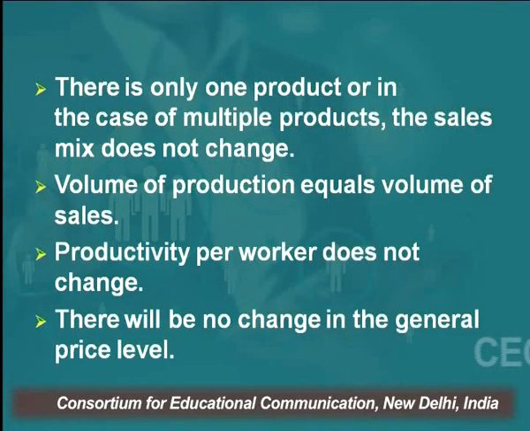There is only one product, or in the case of multiple products, the sales mix does not change, right? Sales mix means if you are selling more than one product, the proportion of the sales of each product will remain the same at different levels of volume of production and sales, right? So volume of production equals volume of sales. Whatever you are producing, you are able to sell. If you are producing 10 lakh pen per month, you are selling 10 lakh pen. Your level of production and your level of sales is the same.